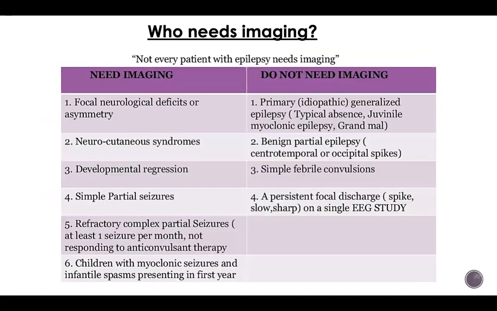So who needs imaging? Not every person with epilepsy needs imaging. People who have focal neurological deficits or asymmetry are the main people who need imaging. Also neurocutaneous syndromes, developmental regressions, simple partial seizures, refractory complex partial seizures, that is at least one seizure per month, not responding to anticonvulsant therapy, and children with myoclonic seizures and infantile spasm that present in the first year of life.